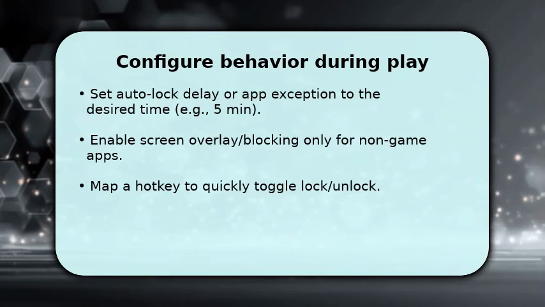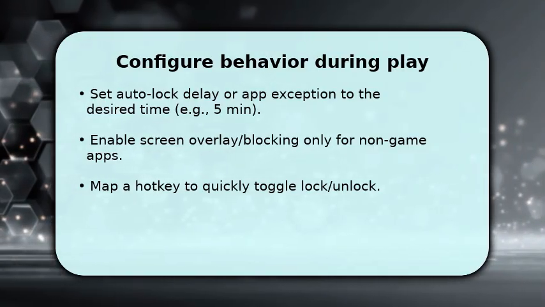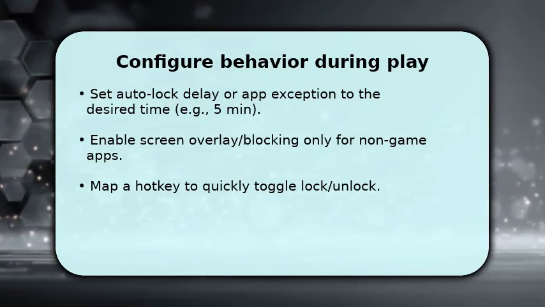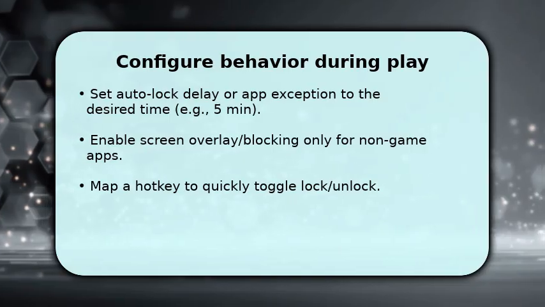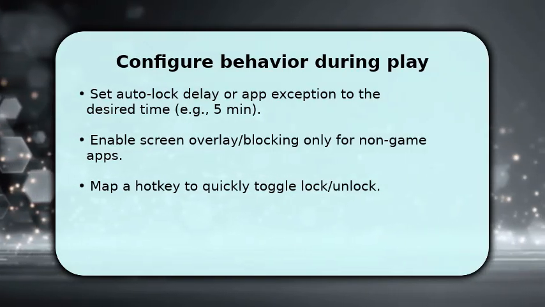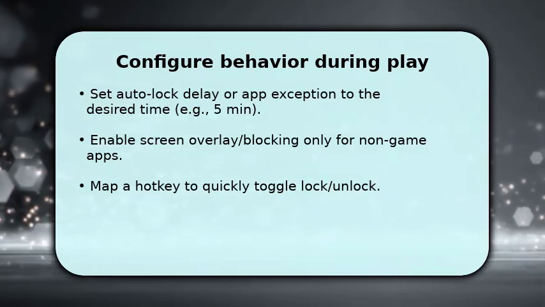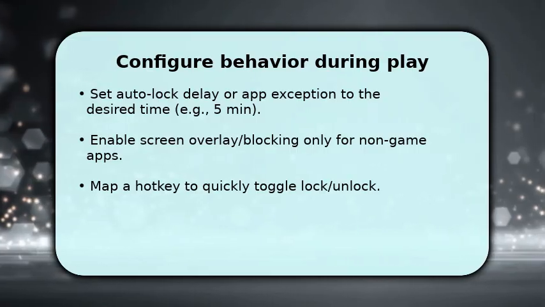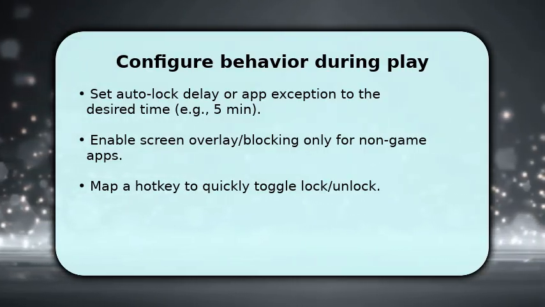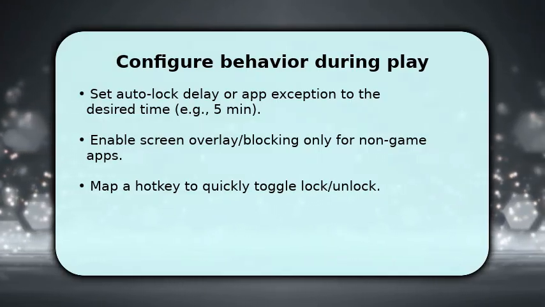Next, you configure exactly how the lock behaves when you launch your game. Adjust the auto-lock delay or create an exception so the game remains active while the rest of the system locks. Once done, enable overlays or blocking rules to prevent notifications and accidental app switches. This preserves performance and immersion. Make sure to map a convenient hotkey to toggle the lock, because you will need a fast way to regain control without navigating menus during gameplay.